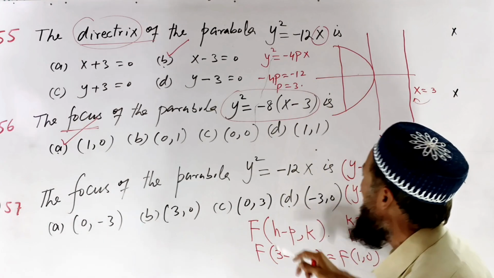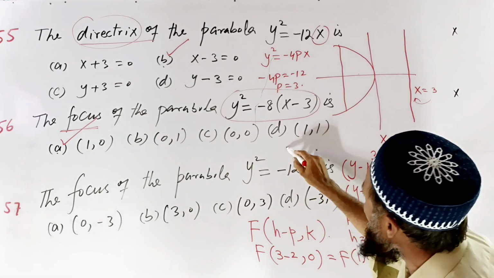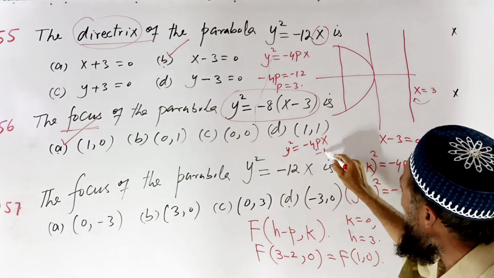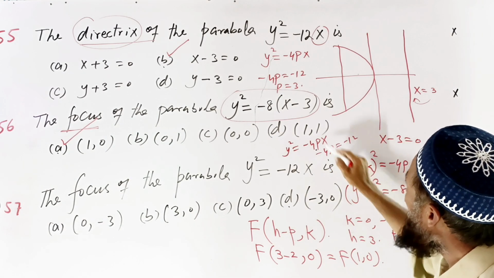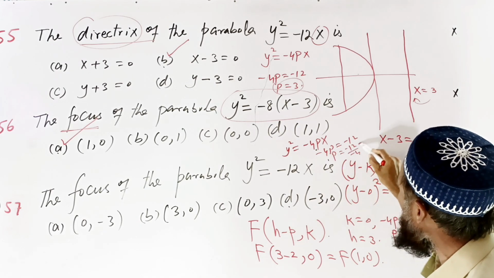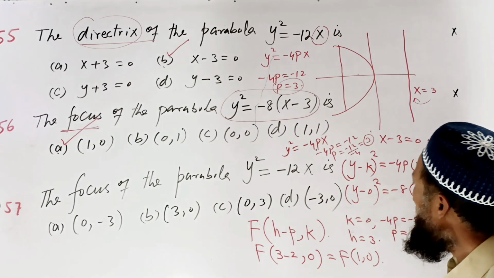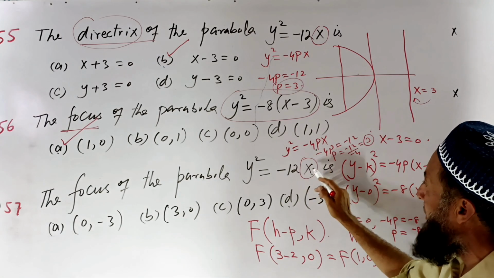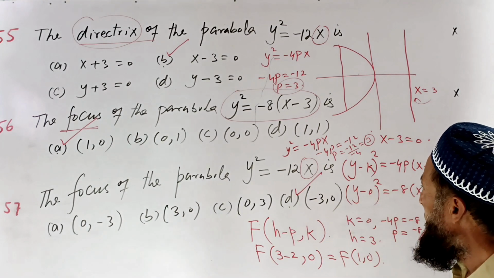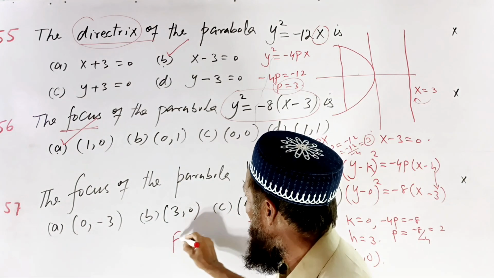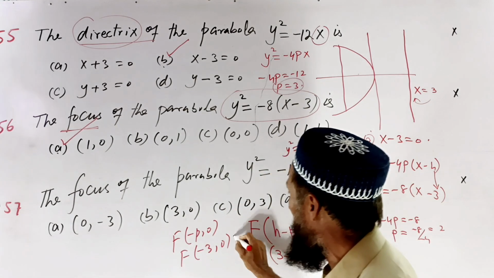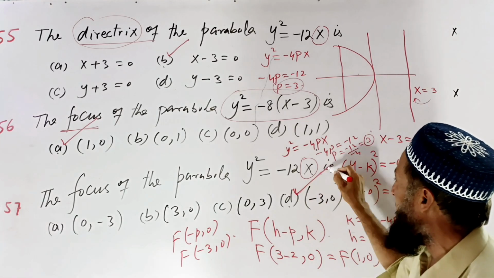For the same type of parabola, if we compare y square is equal to minus 4px, we get minus 4p is equal to minus 12. We have already found p is equal to minus 12 divided by minus 4, which is 3. So the parabola is along the x-axis, with a negative sign, so left side. The focus will be minus 3 and 0. According to the formula, minus p and 0, the focus is minus 3 and 0. So the correct option is D.